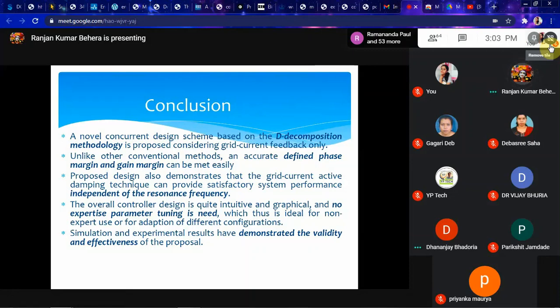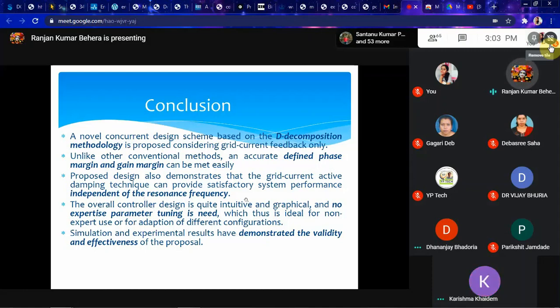Everywhere you see, you design the gain margin and phase margin. You design that one, then you get some gain margin and phase margin. Here you just put gain margin and phase margin, then it will be designed according to your requirement.